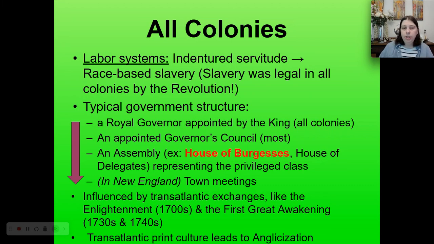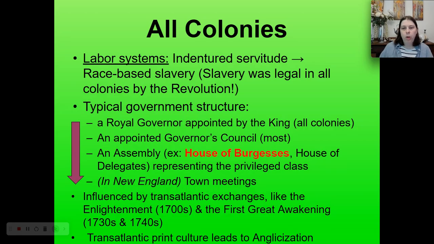Next, while all the colonies start out with different kinds of charters, joint stock charters, proprietary charters, they all wind up with royal charters by 1700. So this means that they all are technically under the control of the monarch. They all have royal governors appointed by the king. Most of those governors are going to appoint their own governor's council made up of wealthy colonists for the most part. And all of the colonies are also going to have some version of colonial assembly, like a legislature that makes laws. And you can see that they have different names and different organizations.